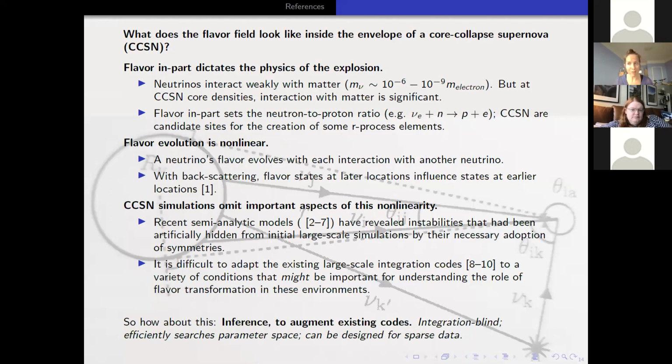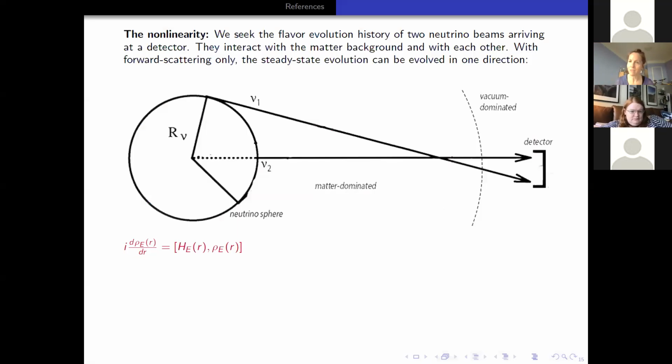If we ever get another signal from a galactic core collapse supernova, we will have not a time series, but one location, right? We have a detector on Earth. We can't cram our detector out into the supernova envelope to gather a measurement of the flavor state there. Okay. So we want to find a technique that is designed to squeeze as much information as possible out of a very sparse set of measurements.